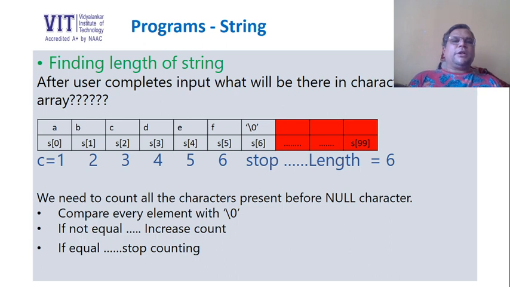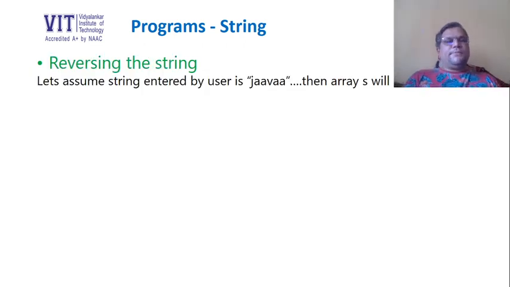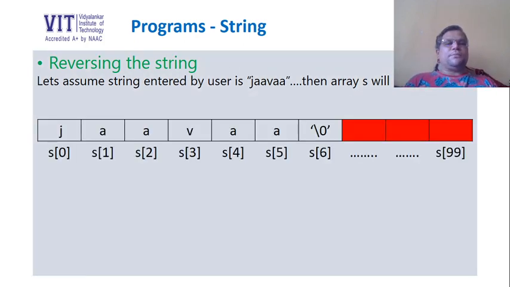Okay, what is the next program that we wanted to write? It is about reversing the string. So let us assume the string entered by the user is Java. Then array S will look something like this. It will hold the string entered by the user, that is Java. J will be stored at S0, A will be stored at S1. Likewise, the S6 element will consist of the null character, and this is the unused part of my array. So this is the user input.